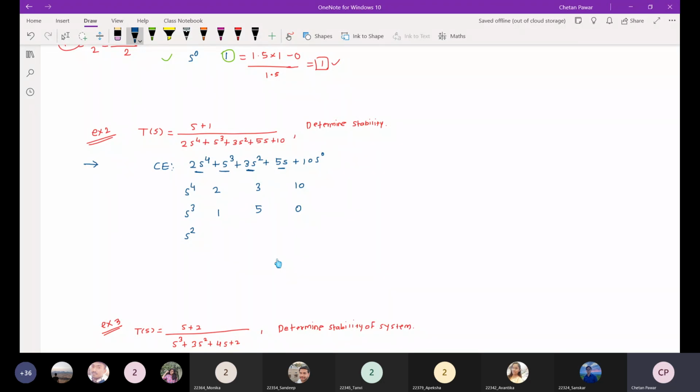First I will multiply 1 with 3, this is my first term, and then I will multiply 2 with 5, this is my second term. I will take the difference of these and divide by this element. So 1 into 3, 3, minus 5 into 2, 10, divided by 1. That will give me minus 7. So I will just put -7 there.